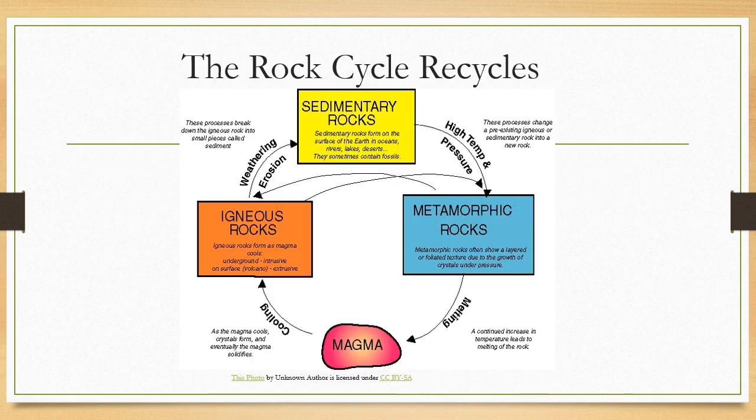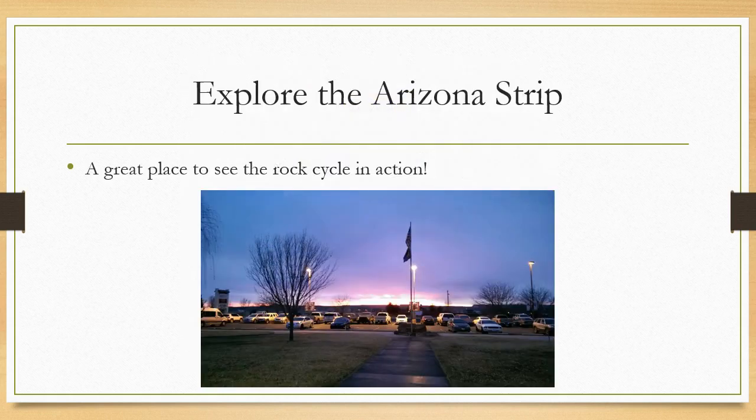Any one of these types of rock can be recycled into one of the other types of rock through the constant processes of weathering, erosion, melting, cooling, heat, and pressure. Notice the constant changing of the rock formation as it recycles through the rock cycle. The Arizona Strip is a great place to study the dynamic history of the Earth and the rock cycle.